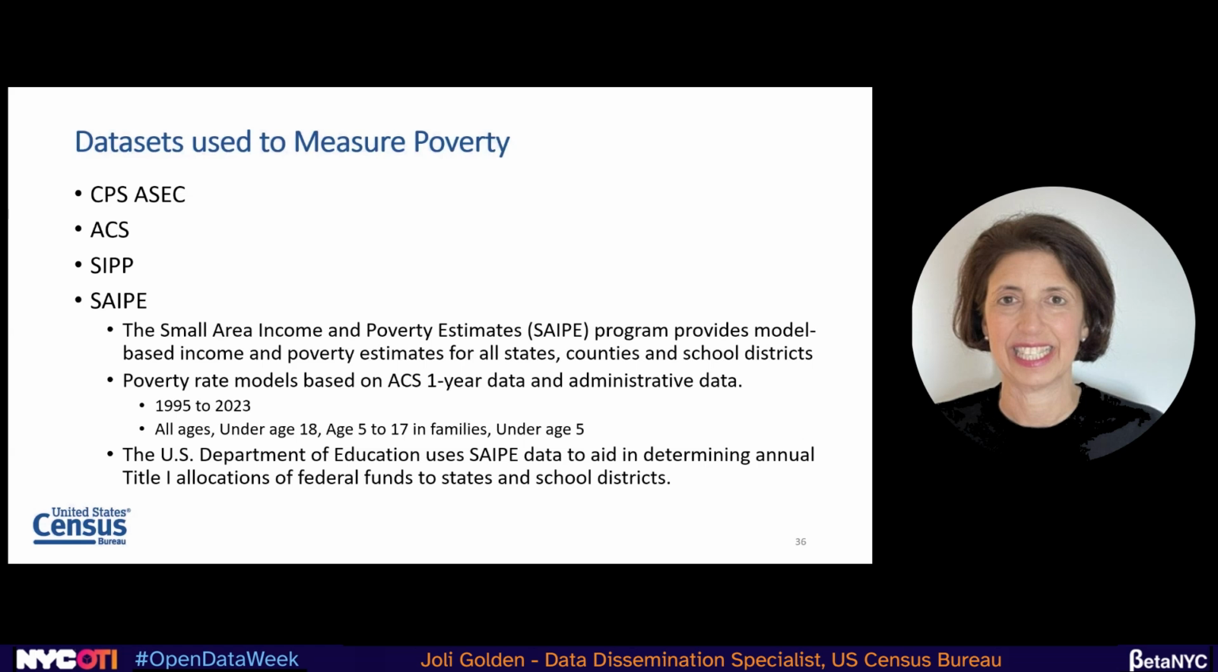You can also sort the data by different categories, including all ages, under age 18, ages 5 to 17 and families, and under age 5. So it's a really nice way to look at a breakdown of that under age 18 data. And SAIPE is probably best known for the ability to look at data by school districts because it's used by the U.S. Department of Education to determine Title I allocations of federal funds to states and school districts.